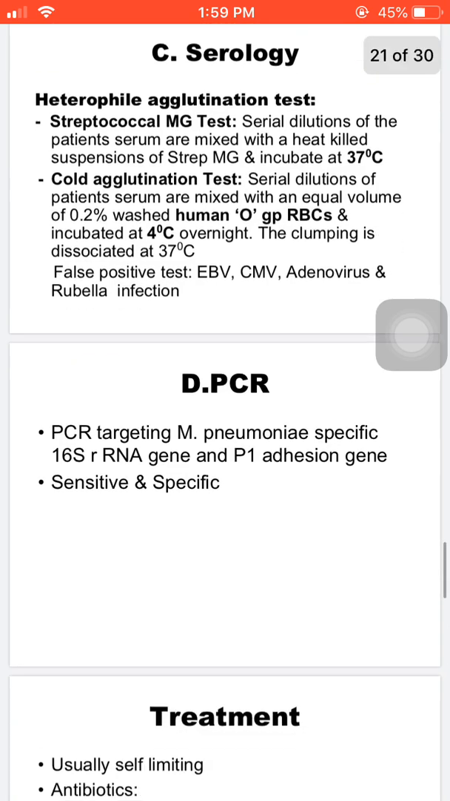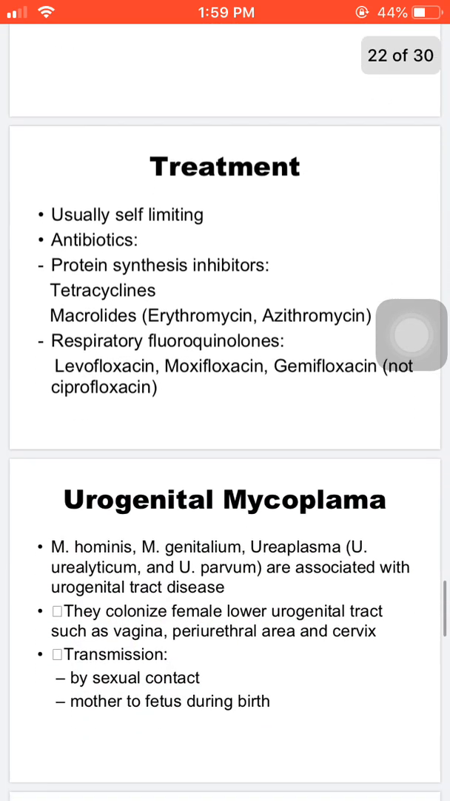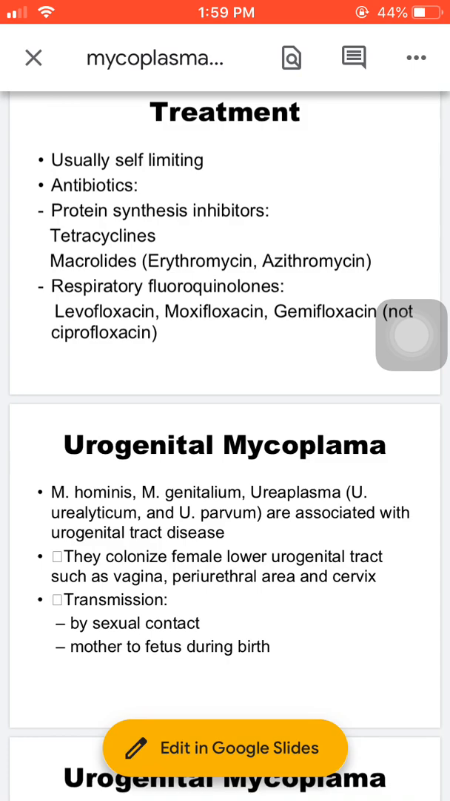But the best test, as discussed, is a molecular method, polymerase chain reaction targeting Mycoplasma pneumoniae specific 16S ribosomal RNA and P1 adhesin gene. So that was about the diagnosis. Now let us look into the treatment. Usually this disease is self-limiting, but in certain cases you need to use antibiotics like protein synthesis inhibitors or nucleic acid synthesis inhibitors. You should not use cell wall inhibitors because it lacks a cell wall. So drugs of choice are tetracycline and macrolides, and respiratory quinolones like levofloxacin, moxifloxacin and gemifloxacin.